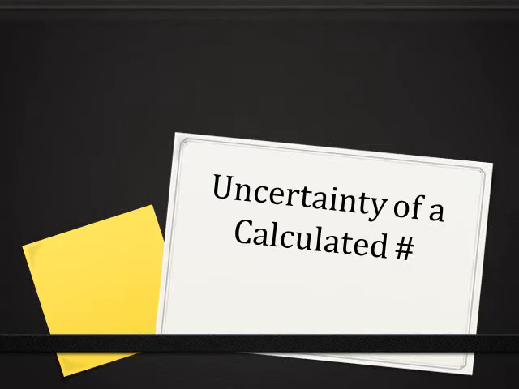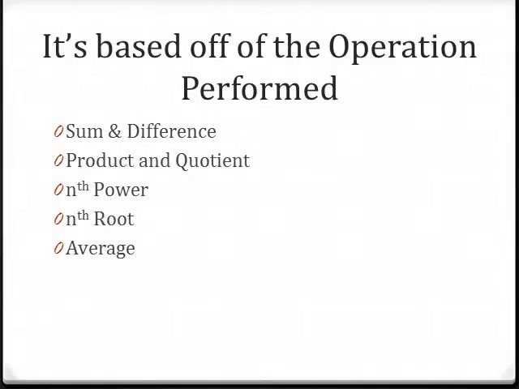We could know the uncertainty of the time by the method for figuring out uncertainty for a measured number. And we could figure out the uncertainty for distance similarly. But how do you find the uncertainty of velocity, which was not measured but calculated? So the uncertainty of a calculation is all based off of the operation that you used to get that quantity.